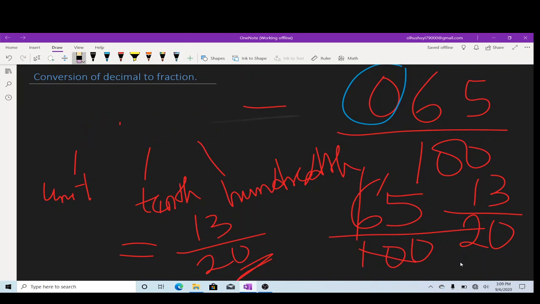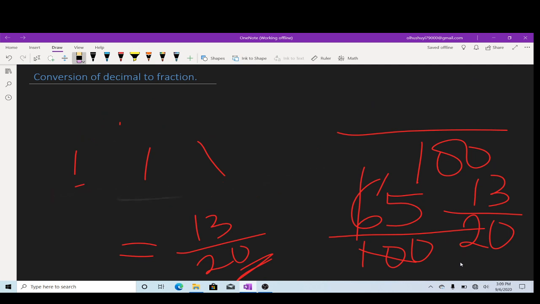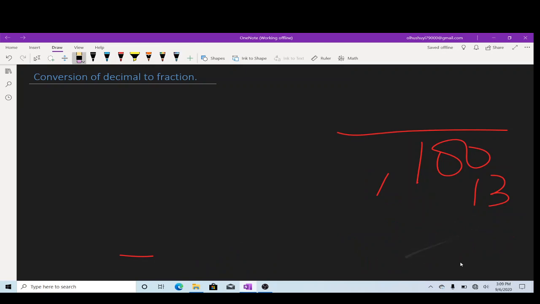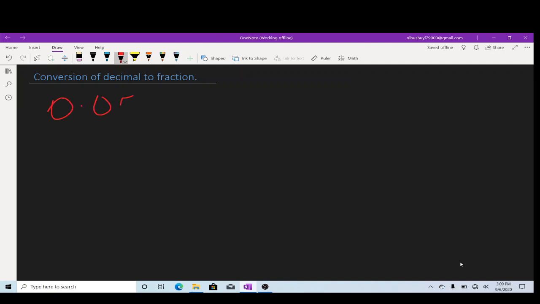Let's consider one more example. Let's say we have 0.052. What's the place value of each of those numbers? You have to convert to fraction, right? So you look at them. I said you consider the place value of the last digit. So consider the last digit, which is what? Which is 2.